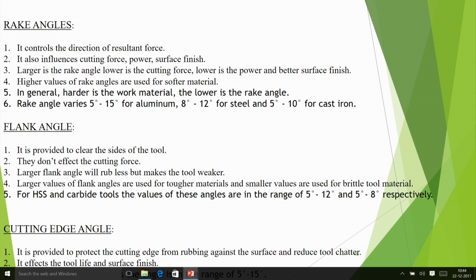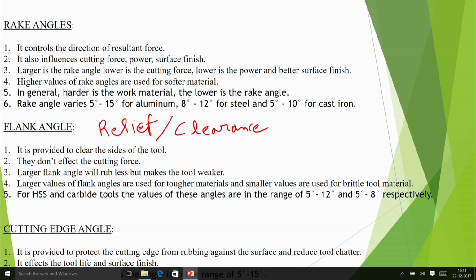Then flank angle. Flank angle means relief angle, or it is also called clearance angle. Different books may use different words. It is provided to clear the sides of the tool so that it doesn't rub. They do not generally affect the cutting force.